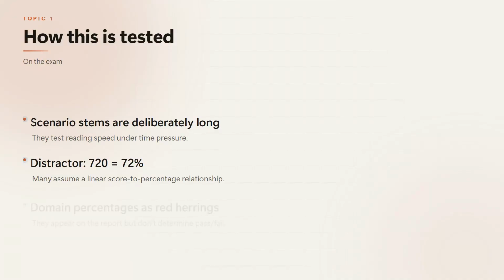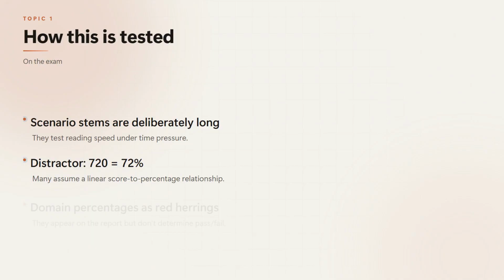In the exam, expect scenario stems that are a full paragraph or more. The distractor is the natural assumption that a scaled score of 720 means 72% correct. Questions might imply you need a certain number right, but the scaling makes that false. Another trap is fixating on domain percentages in your score report as if they were pass conditions. They're not, they're there to help you improve for next time.